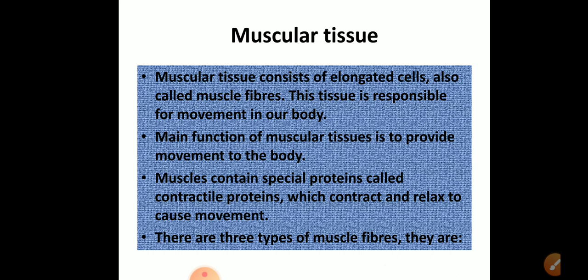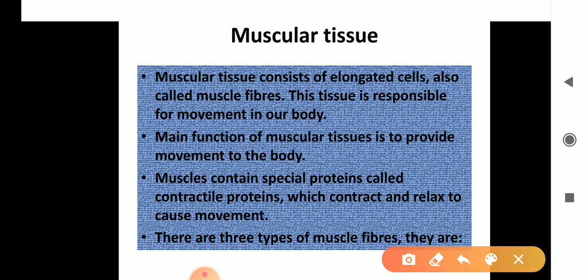Muscular tissue consists of elongated cells. Those cells are also called muscle fibers, and they are responsible for the movement of the body. Actually, why are these responsible? How do they contract and relax and cause the movement in the body? What is responsible for the contraction and relaxation of those muscles? It is a type of protein called the contractile protein, which contracts and relaxes and causes the movement. There are mainly three types of muscle fibers.